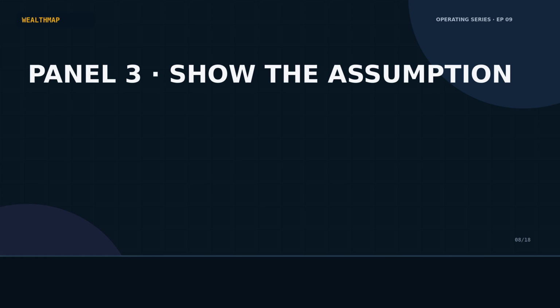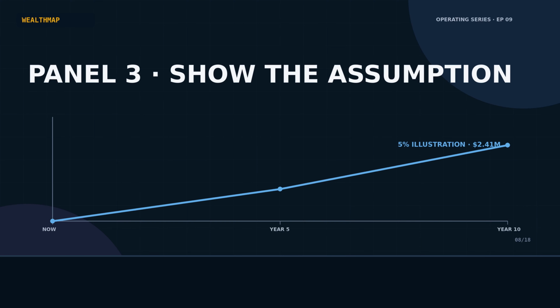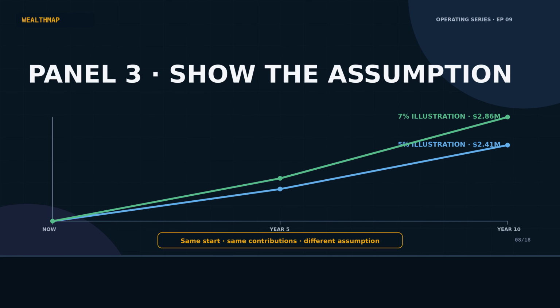The third panel shows assumptions. At 5%, the illustrated 10-year value is about $2.41 million. At 7%, it is about $2.86 million. Same starting amount, same contributions, a $450,000 difference created by one assumption.